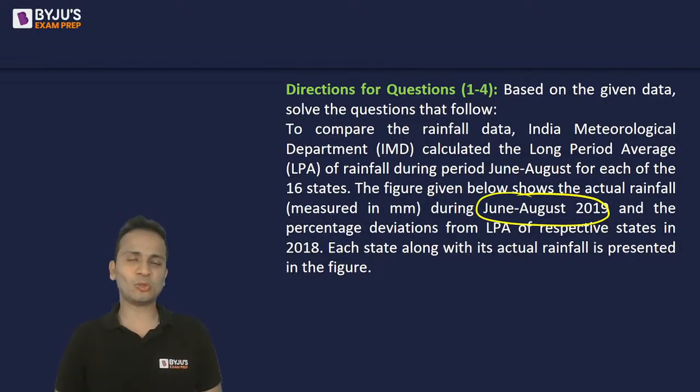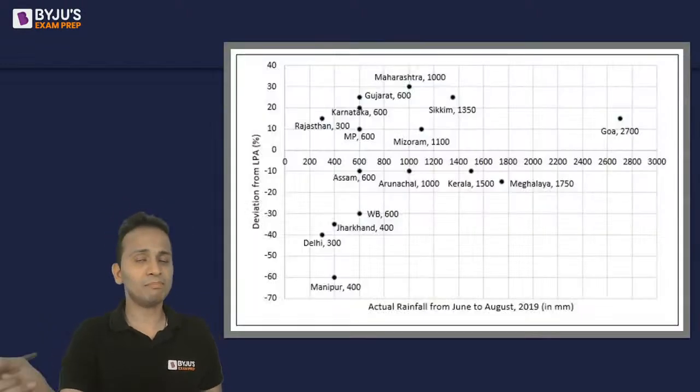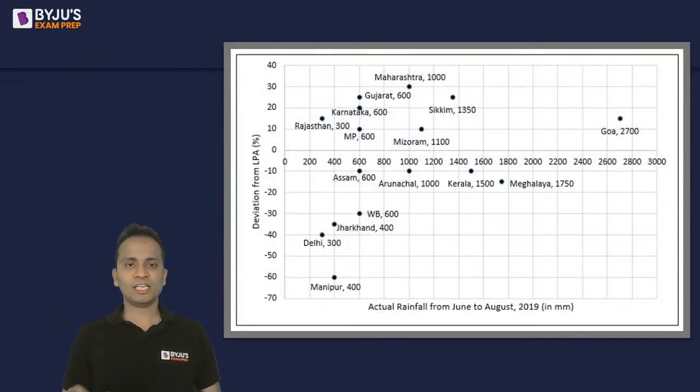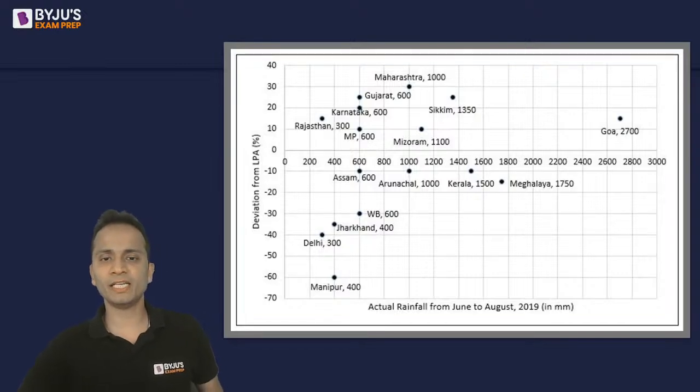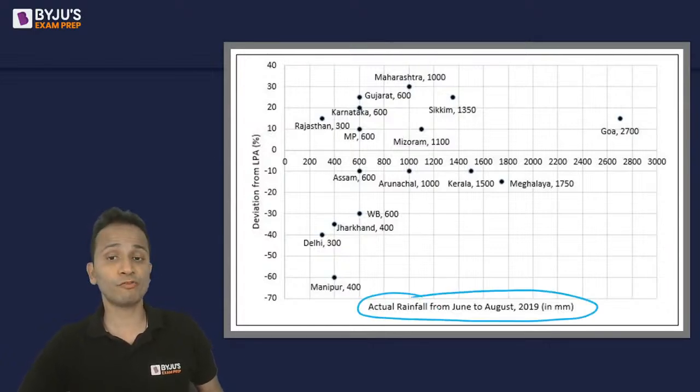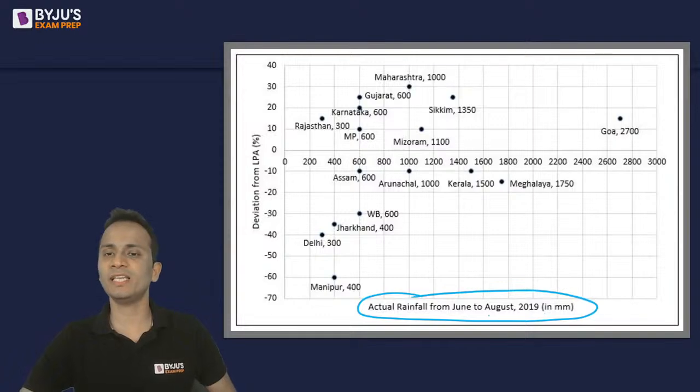Okay, so now let's look at the figure. I'll come back to this slide. Now this is the entire figure that is given to us, and that's it. This is the end of data. So now let's look at the important elements of this chart. First important element is the actual rainfall. Look at this actual rainfall from June to August 2019 in mm.